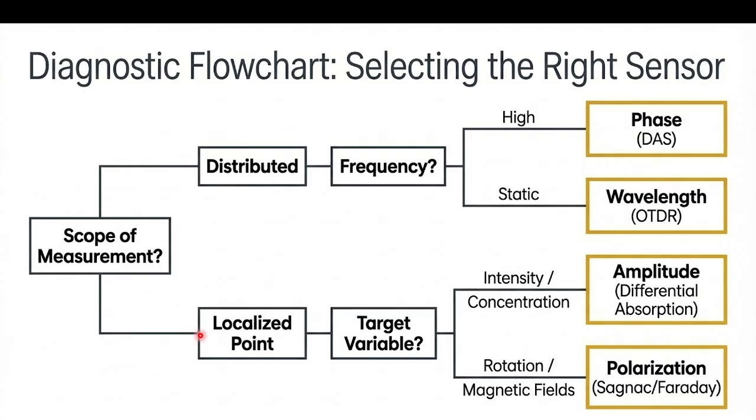If you are talking about localized point-wise sensing, then what is the target variable? If it is a variable like intensity or concentration, then the best sensing modulation is amplitude modulation, and it can be used for differential absorption study. And if the target variable is rotational or a fluctuating magnetic field, then the best sensor modulation is polarization for the sensing, and it can be used for Sagnac and Faraday.